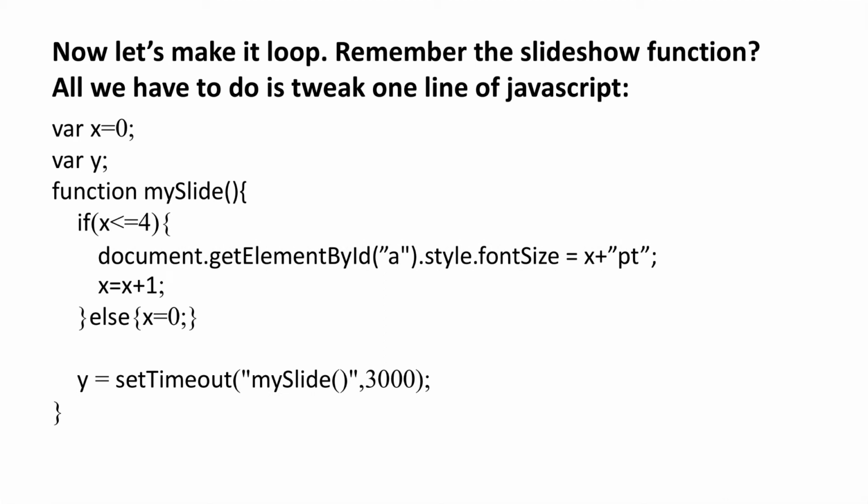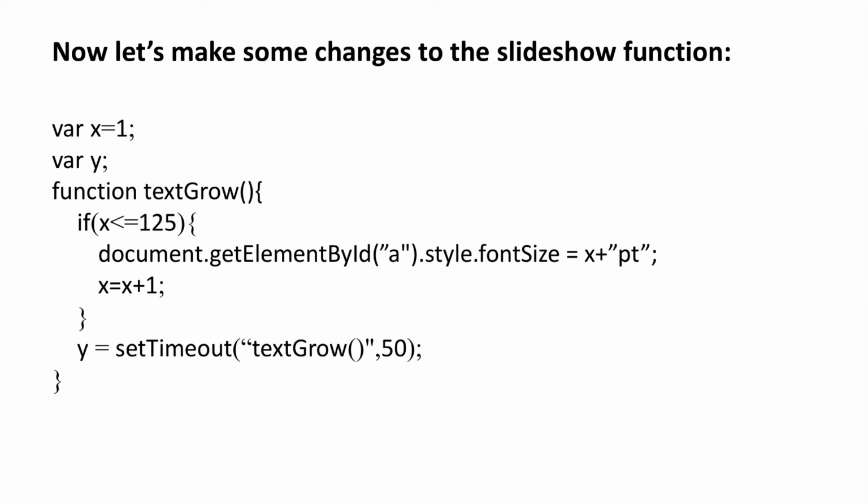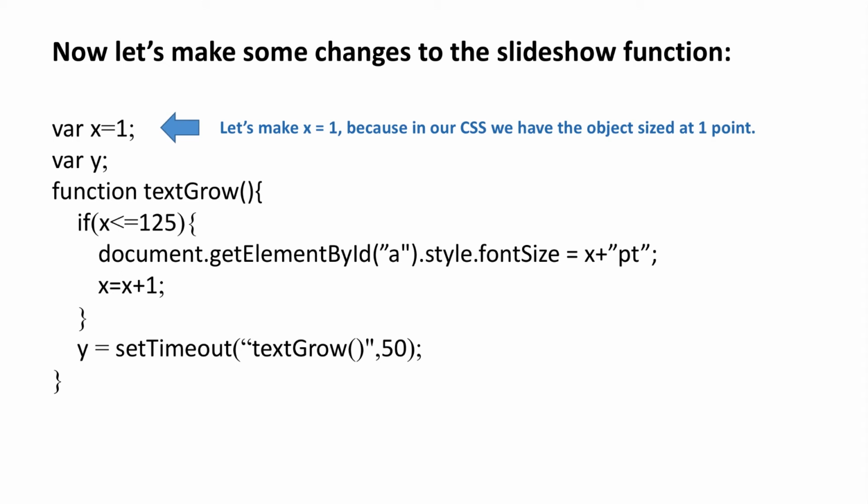So this is what our new improved function is going to look like. You notice first thing we did is we created the variable X and set its value at 1, because in our CSS, you'll notice we started at 1 point. So we want to start X at 1 as well. Next thing we do is we gave this function its own name. It didn't make sense to talk about the slideshow. So we call this one textGrow. Notice the camel case.